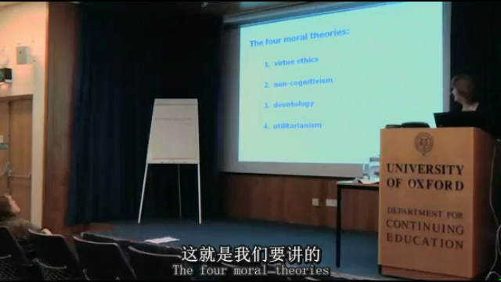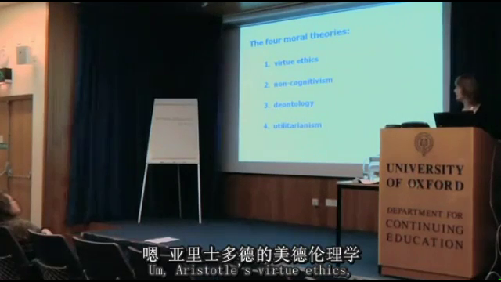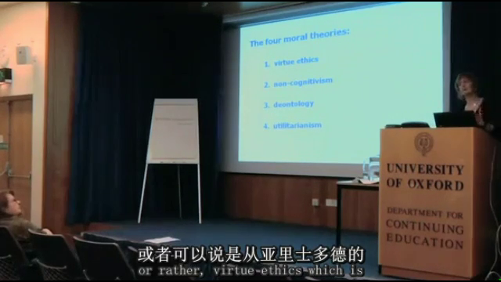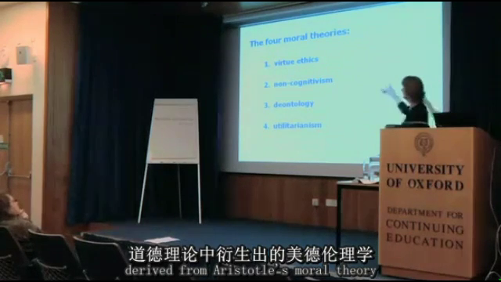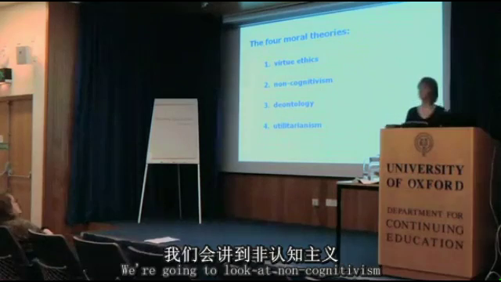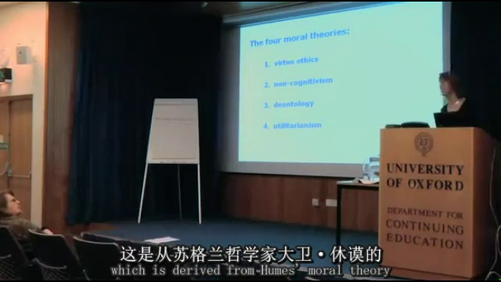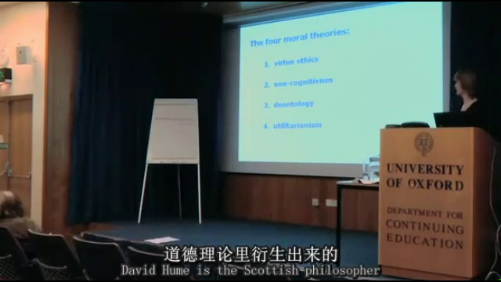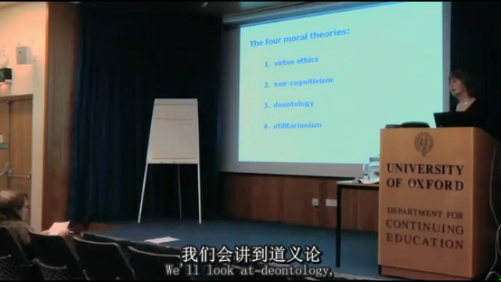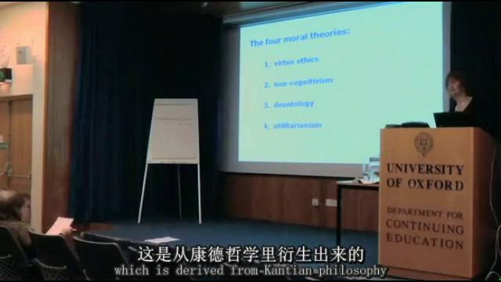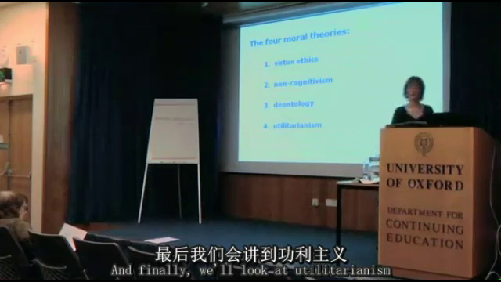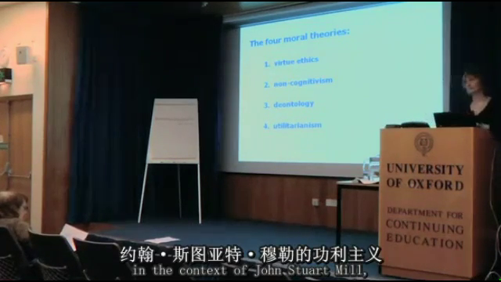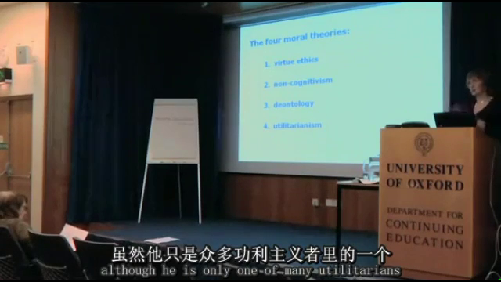The 4 moral theories we're going to look at: virtue ethics, which is derived from Aristotle's moral theory; non-cognitivism, which is derived from Hume's moral theory, David Hume, the Scottish philosopher; deontology, which is derived from Kantian philosophy; and finally utilitarianism, which we'll look at in the context of John Stuart Mill, although he is only one of many utilitarians.